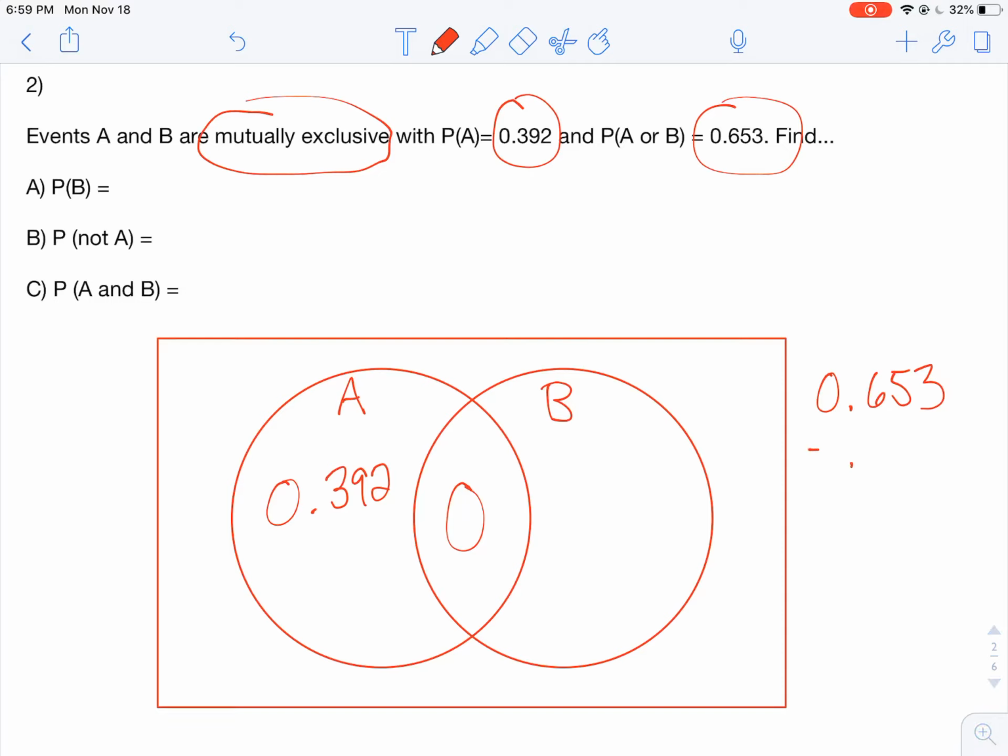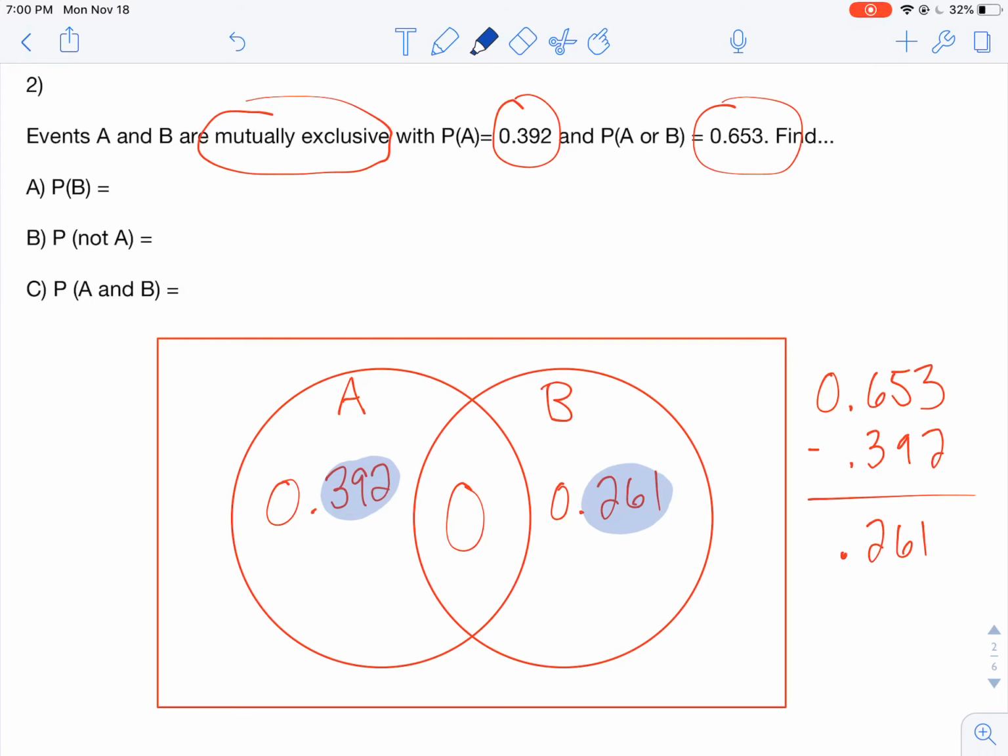subtract 0.392, and I get, of course I'm going to use my calculator here. I recommend you do the same thing, but if you want to do out the subtraction, go ahead. All right, I get 0.261. The probability of B happening is going to be 0.261. Now I know the probability of A, and I know the probability of B. Now, what I want to figure out is the probability of neither A nor B happening.